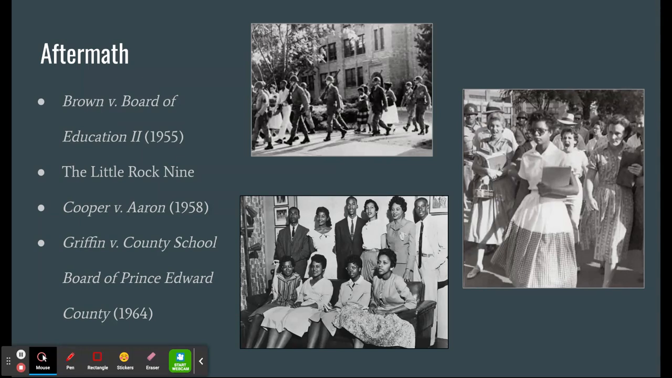So, Brown v. Board was one of the first major victories of the civil rights movement, and it set the precedent for desegregation all across America, and its legacy is widely remembered today.